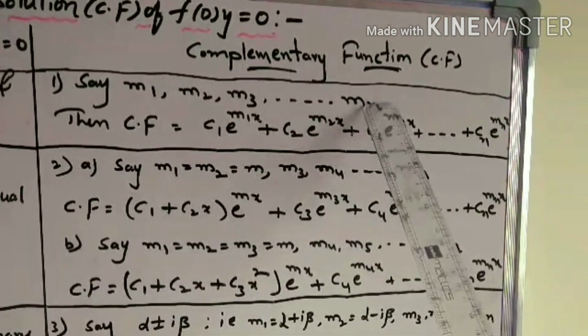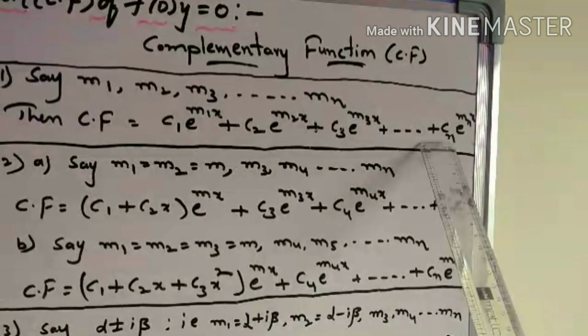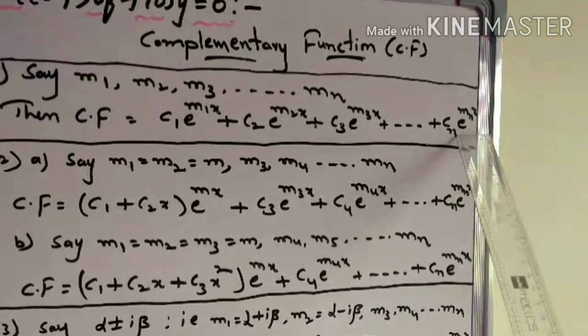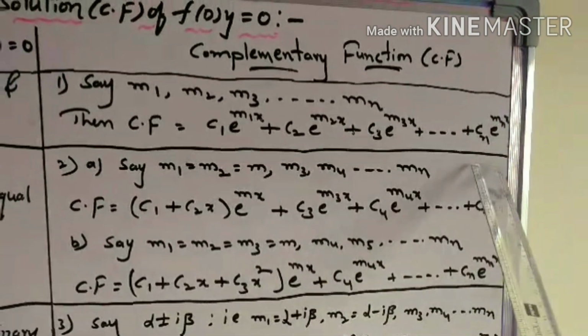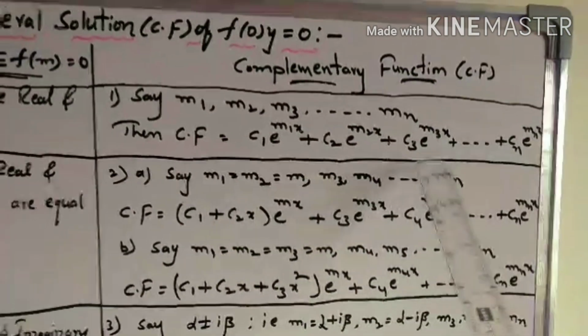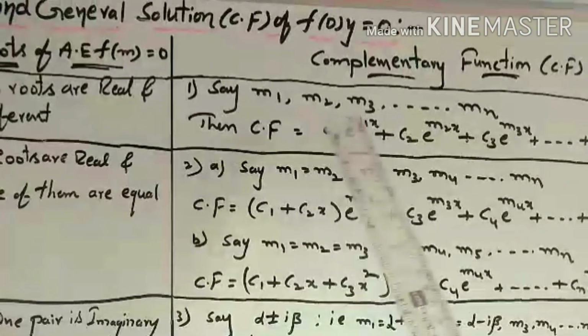How many roots are there? n roots. So we can write the solution for n roots, up to cn e to the power of mn x. So here what are c1, c2, c3 and so on? These are the arbitrary constants. Okay. The roots are real and different.